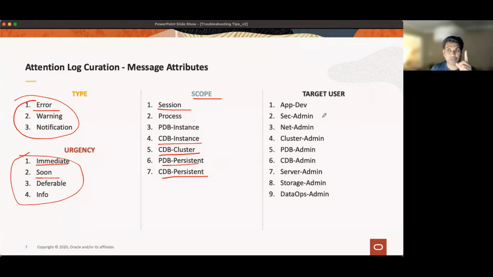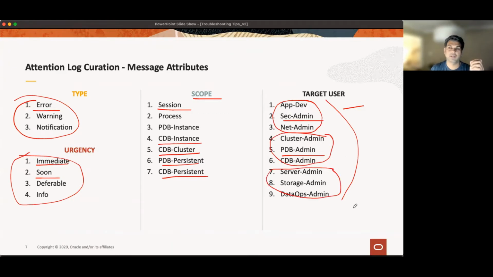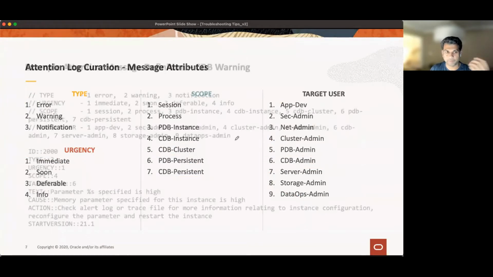And the last one, which is actually most important, it tells me who is the target user. Is the security admin the person who should look at this? Is the PDB admin the person? So as a company, you can map these roles to people. So I can say, oh, you know what? Nasyam is going to deal with these, and Mirela is going to deal with these, and Sandesh is going to deal with these. So I can filter based on these messages and look for the messages intended for me as a user, and I don't have to look at the other messages. So that's the cool part about having curation and split based on type, urgency, scope, as well as target user.